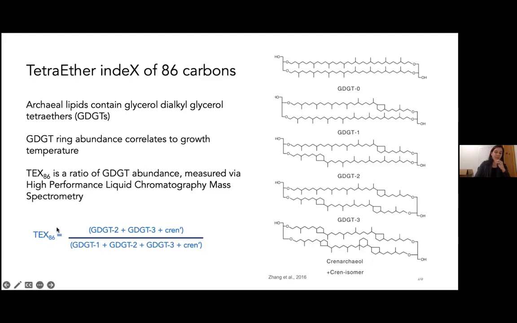And so you can see TEX here, it's unitless, because it's a ratio. And so you can see the ratio of the abundance, and that's the abundance as counts on the HPLC that we use for this equation. So you can see these correspond to these structures here, and you can see the rings pretty prominently in each of these structures.